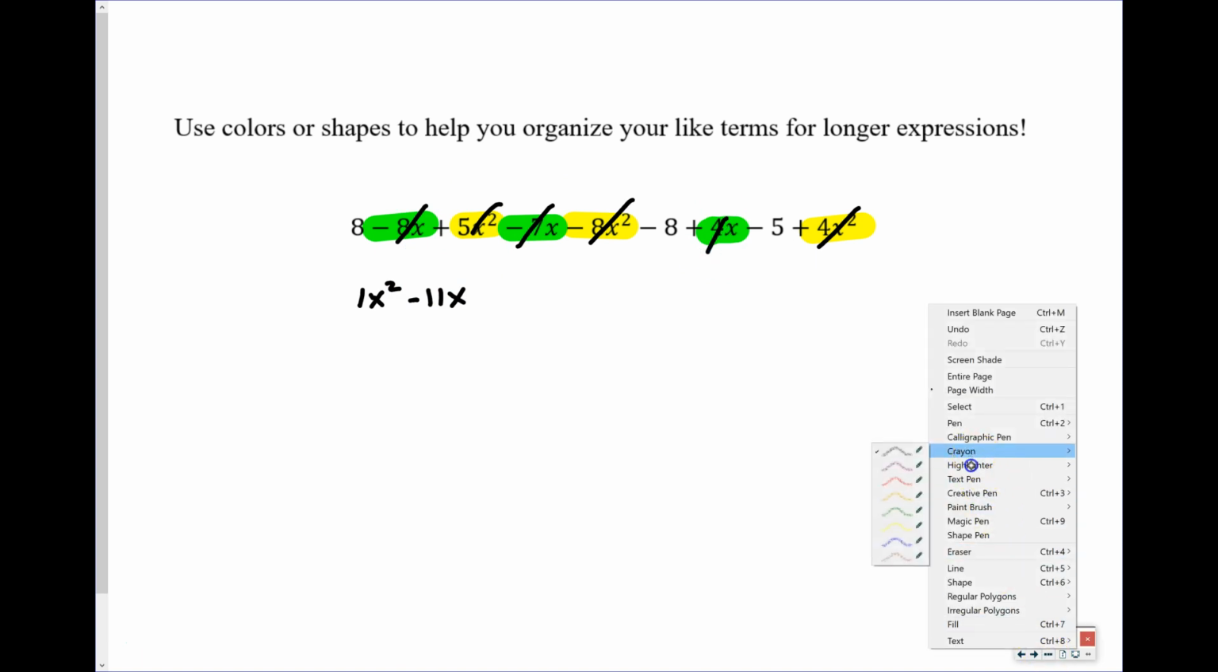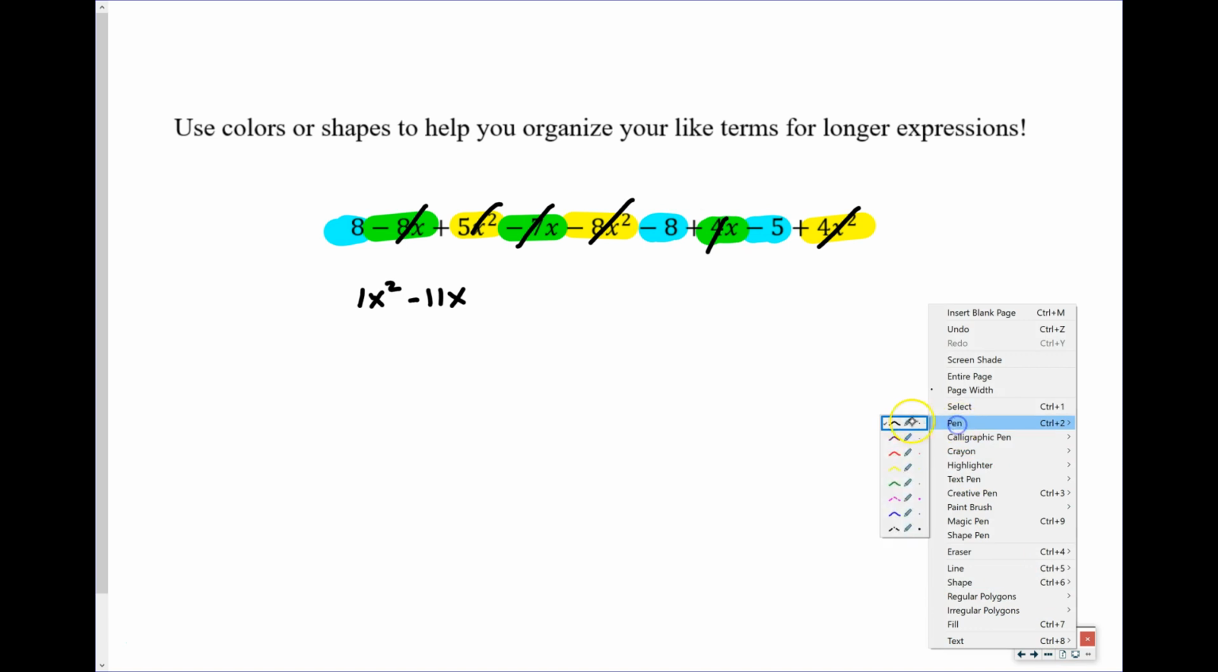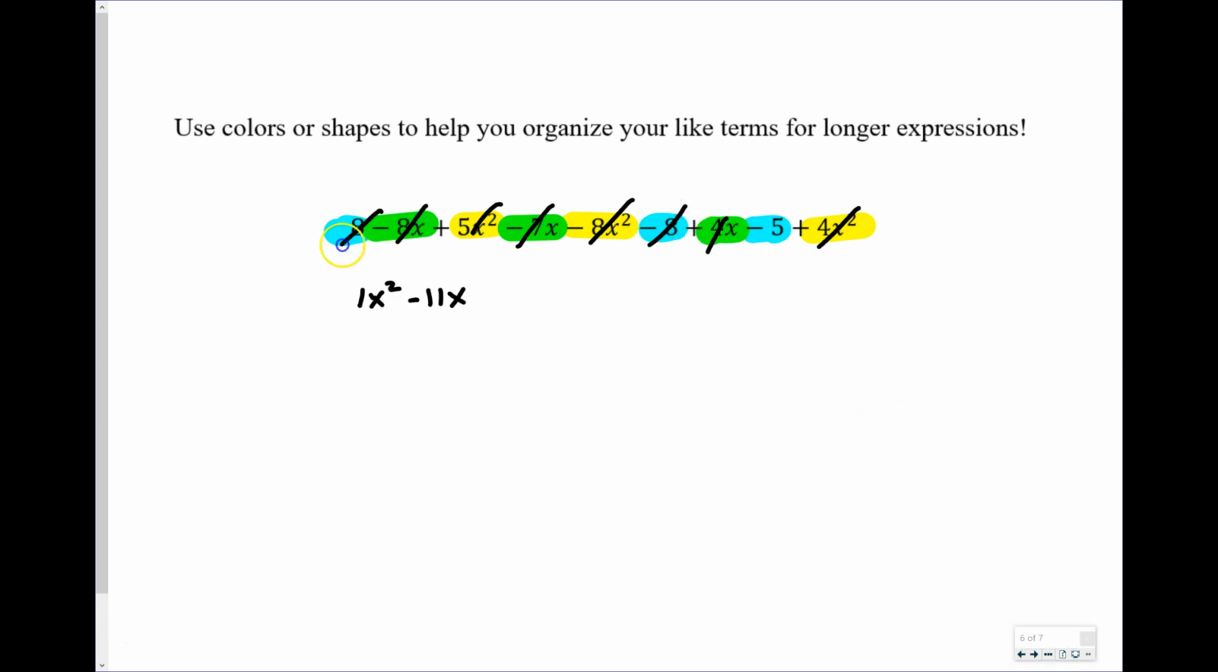The last like terms are going to be the 8, the negative 8, and the negative 5. Well, 8 minus 8 gives me 0. So I can just cross those two out because it's 0. And the negative 5 just gets brought down. Do you see my colors? Do you see how I've crossed things out?